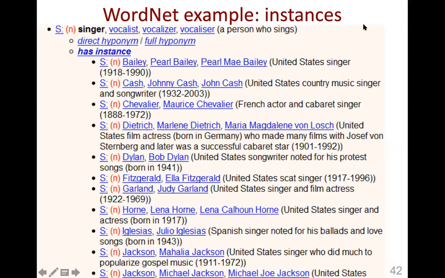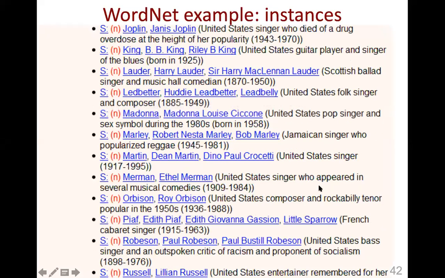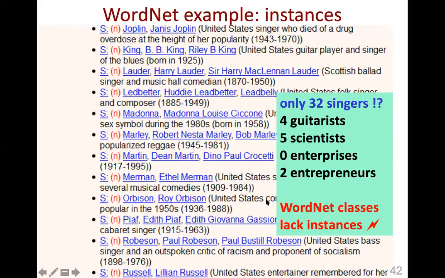We also have a has-instance relationship, right? So you can see the instances that belong to particular singers. Basically, you can see all the singers inside. You can see Bob Dylan inside there, of course Michael Jackson, and of course Elvis Presley as rock and roll. We have only 32 singers, 4 guitarists, 5 scientists, 0 enterprises, and 2 entrepreneurs.